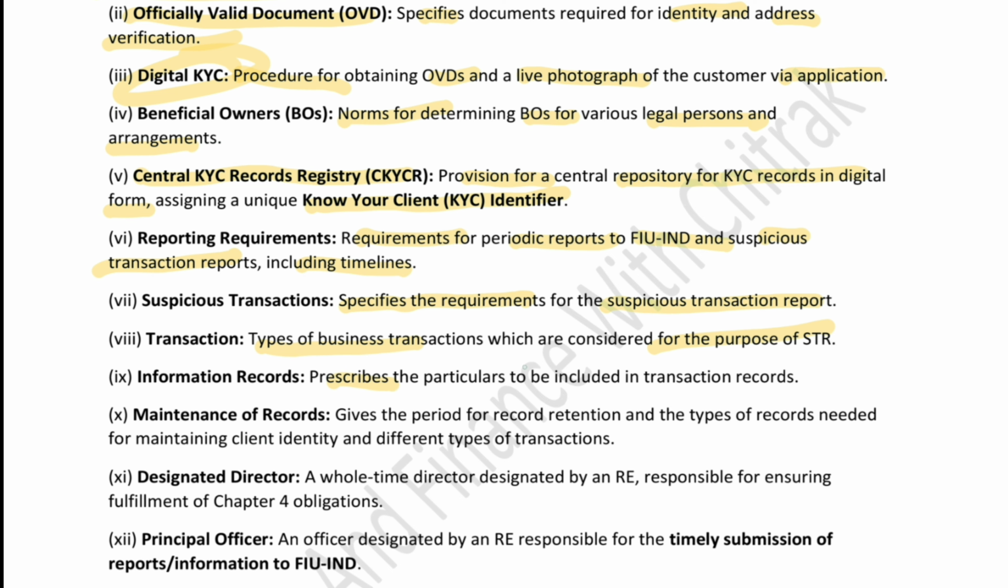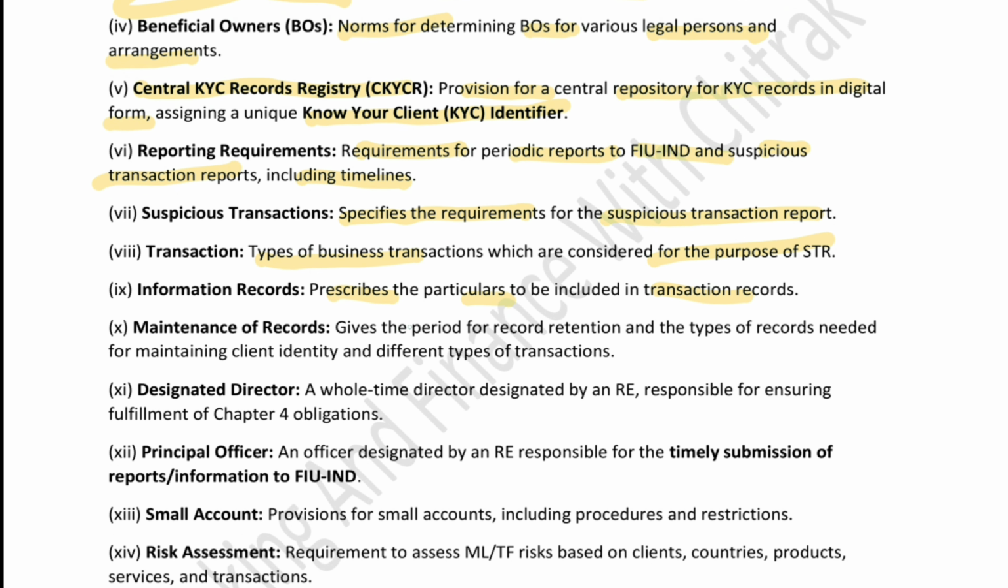Then it prescribes the particulars to be included in the transaction records of any customer. Then it also gives the period for record retention and the types of records which need to be maintained for client identity and different types of transactions. So basically it gives an idea about the maintenance of records.